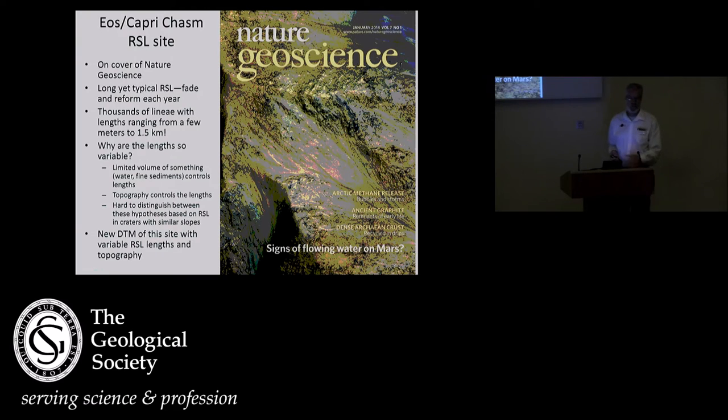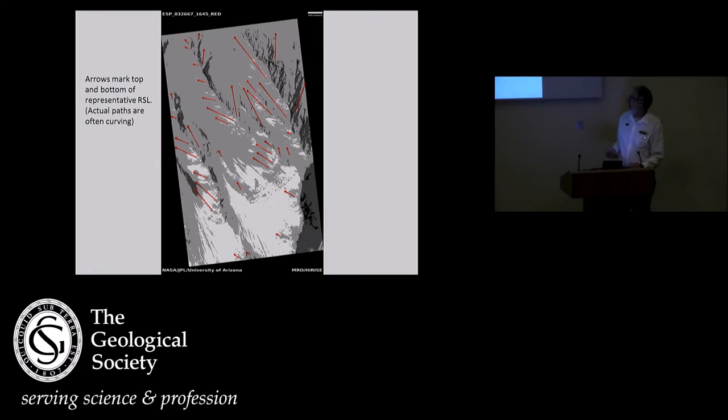So why are the lengths so variable? Limited volume of something, or topography? And we have a new DTM of this site. So here's the image, and I just quickly mapped representative RSL, from the start to the end, and drew a straight line. They aren't straight paths, but it's just a representative sampling of RSL paths.